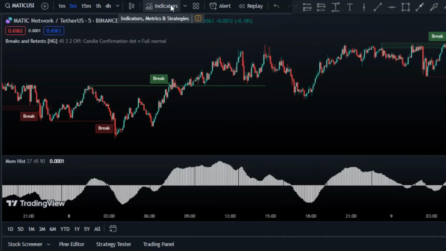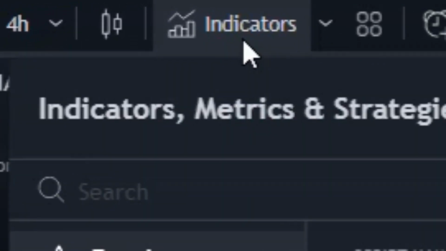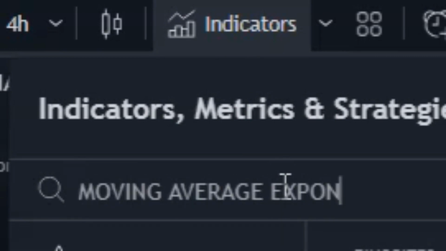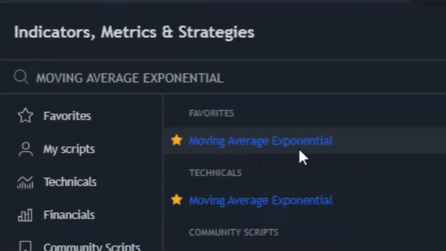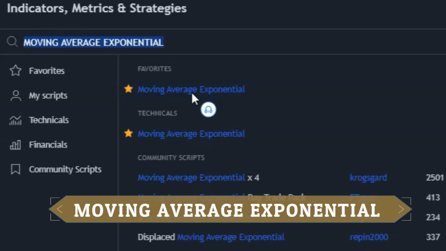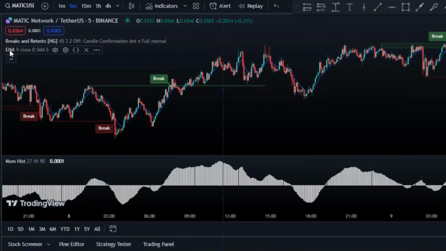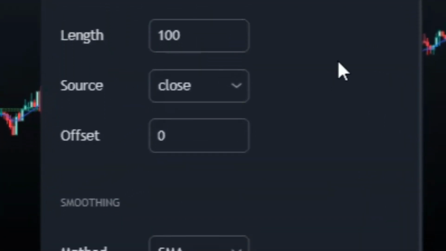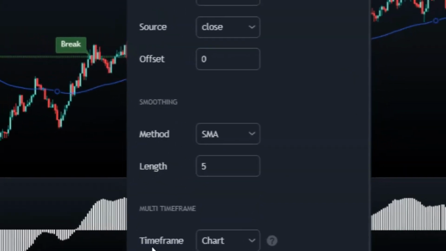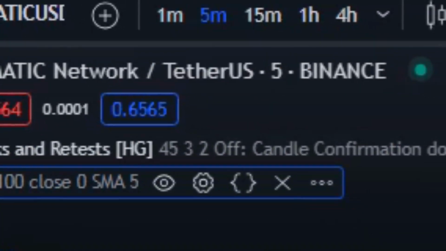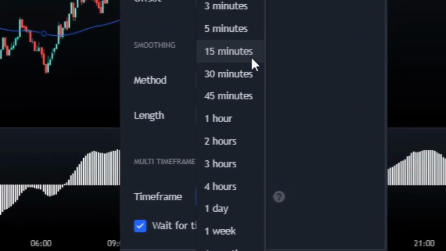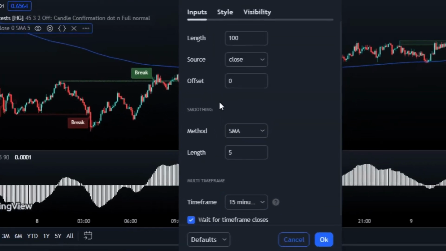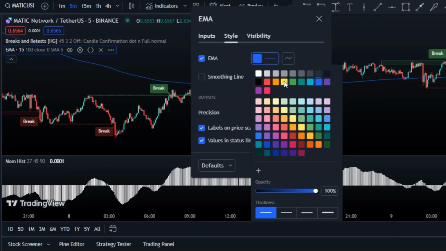In the final step to set our trading rules, we'll definitely want to incorporate an exponential moving average indicator to give us an overall view of the market trend. This will provide some additional context for signals and entries. So now in the EMA indicator settings under the input section, change the length to 100 and the time frame to 15 minutes. Then under the style, change the indicator color to yellow.